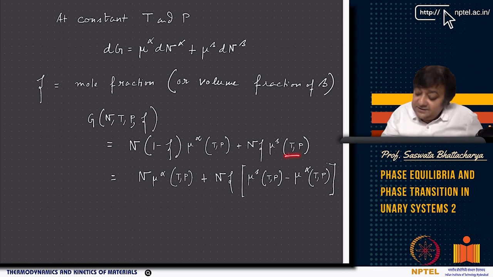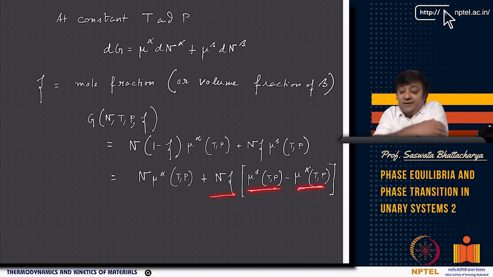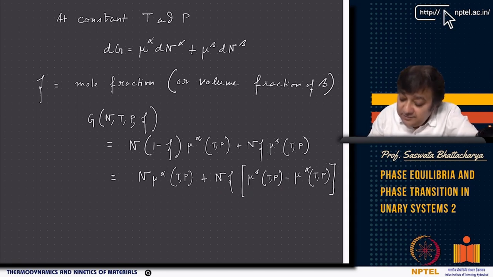Now, if I write this, I can treat alpha as my parent phase. So, I can take the alpha phase out. This becomes n mu alpha (T, p) plus n times zeta, where zeta is an internal process variable which represents the volume fraction of beta, times mu beta minus mu alpha. If I take n zeta common, then I have mu beta minus mu alpha.